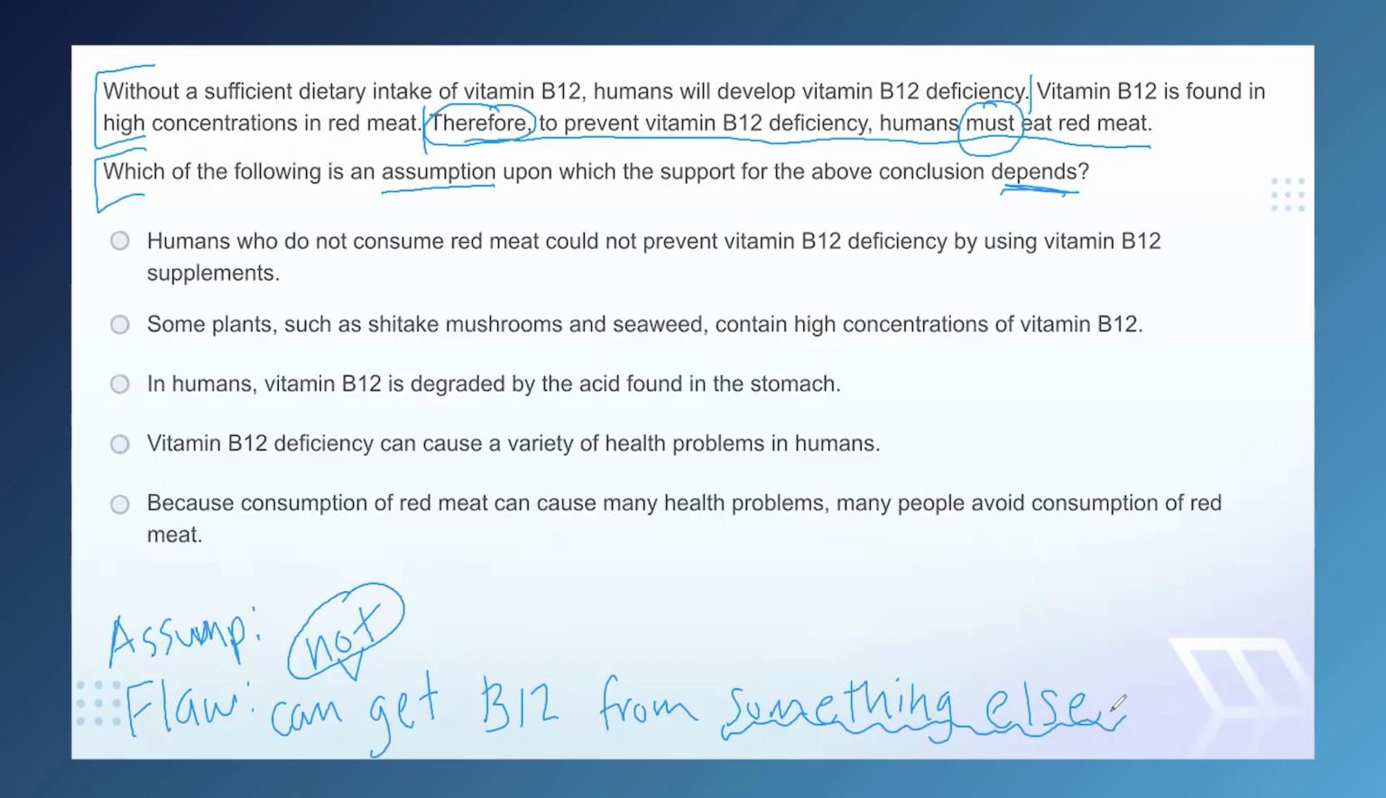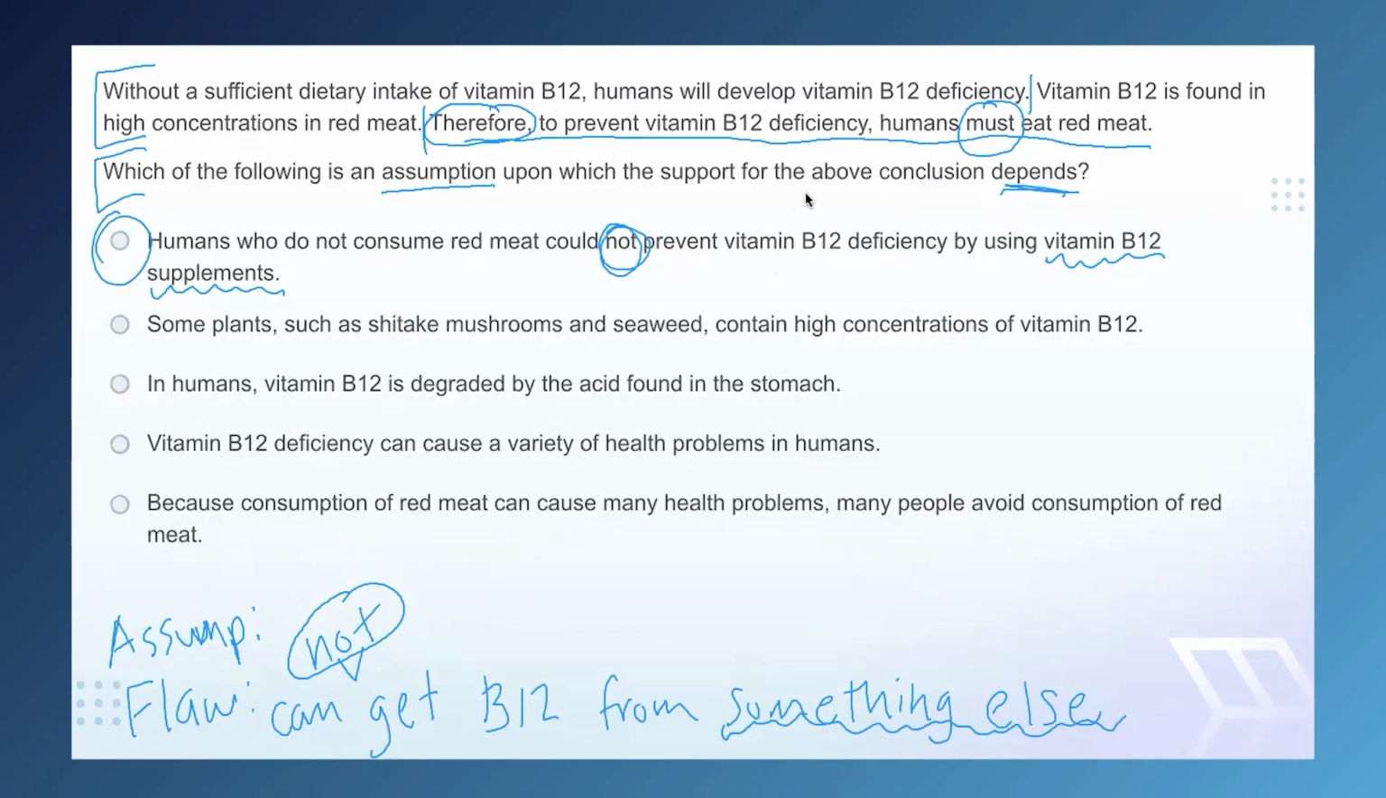So looking at our first answer choice, humans who do not consume red meat, blah, blah, blah, could not prevent vitamin B12 deficiency by using, oh, hey, vitamin B12 supplements. Let's engage with this answer choice because it has something else in it. Okay, humans who do not consume red meat. All right, so these are the people who are doing the opposite of what the conclusion says. They could not prevent vitamin B12 deficiency by using vitamin B12 supplements. They could not get B12 from something else. That's our prediction. This is our correct answer.